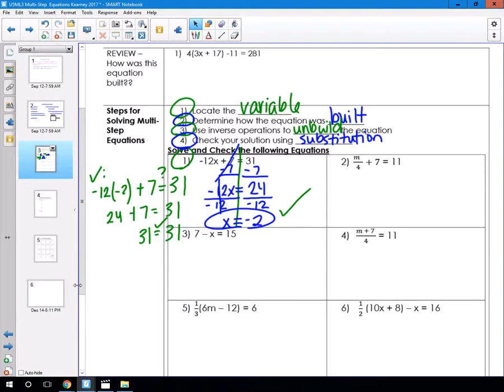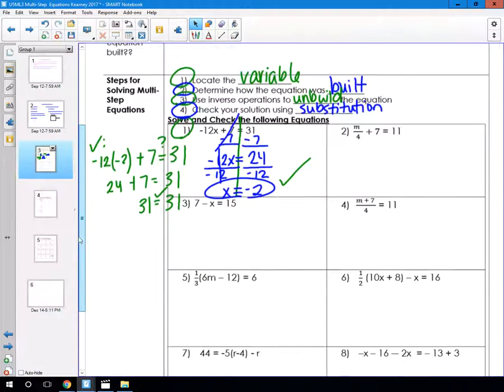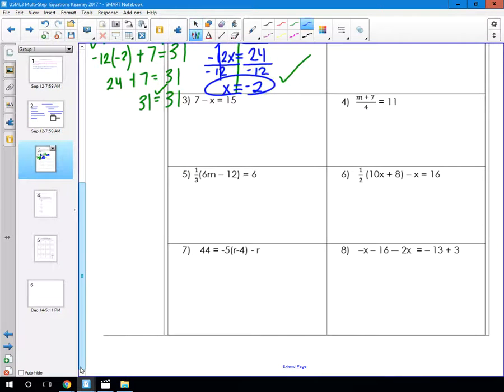And step 4, we always check our solution using order of operations. Okay? So I'm going to do one more with you. I want you to come down to number 5. We're going to go through our steps really quickly. So first, locate the variable. How many variables do we have? We just have one. We don't need to simplify anything. We're good to go. So we can automatically start solving it.